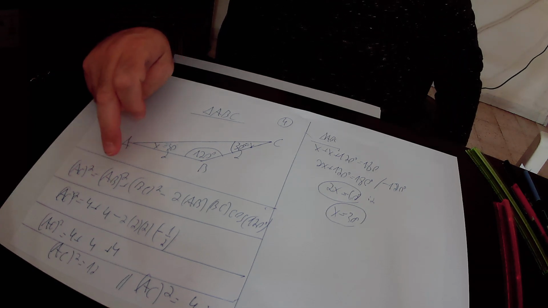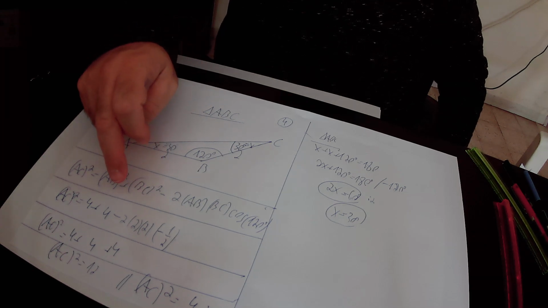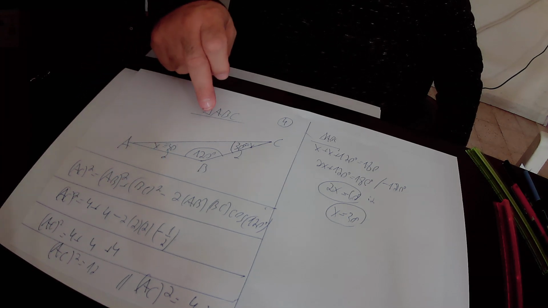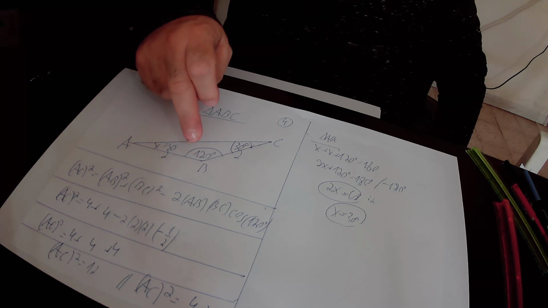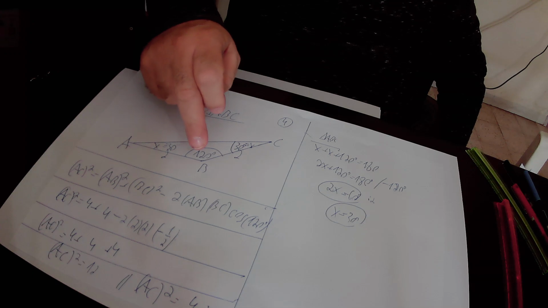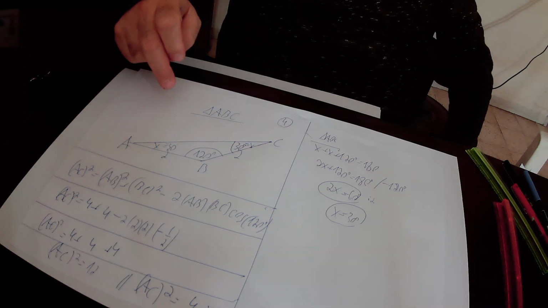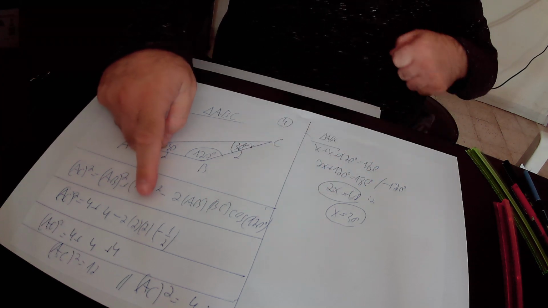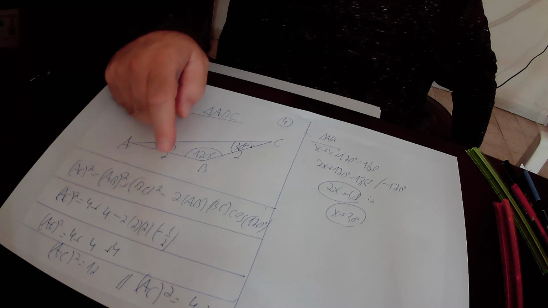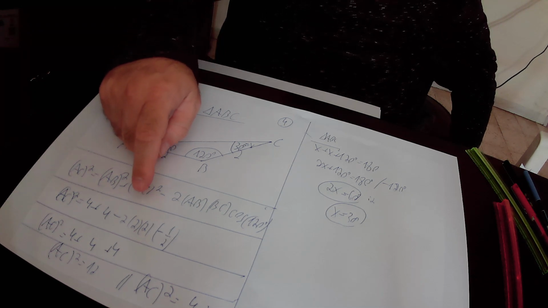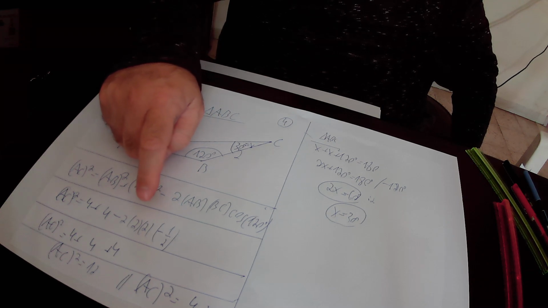AC squared equals AB squared. AB is 2, so AB squared is 2 squared, that is 4, plus BC squared. BC is 2, so BC squared is 2 squared, that is 4. Minus 2 times AB, which is 2, and BC, which is 2, times cosine 120 degrees. Cosine 120 degrees is minus 1 half, so we substitute cosine 120 degrees by minus 1 half. In this expression, we have minus times minus, that is plus, so this expression in total will be a positive number. So we have here 2 times 2, that is 4, and 2 over 2 is 1. So those two get cancelled, and we are left only with 4.